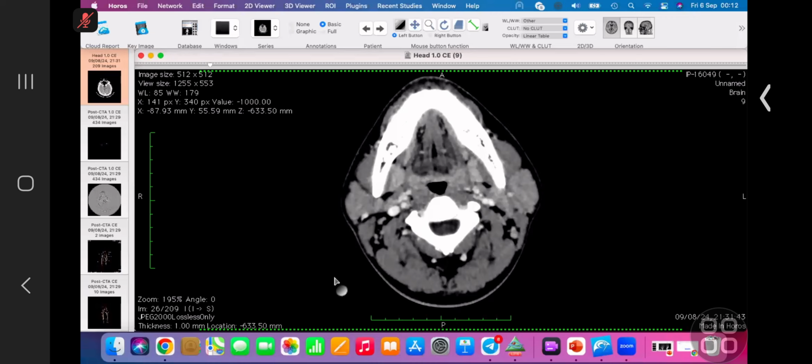You can give nimodipine, that's a calcium channel blocker. The patient will recover on his own within 3 months of time. However, in primary CNS angiitis, you have to treat those patients aggressively with large doses of corticosteroids and also rituximab. Those are all the immunosuppressive agents that we should give. So this case is very important.